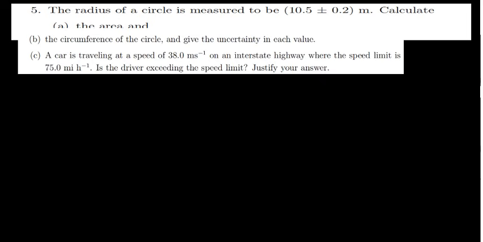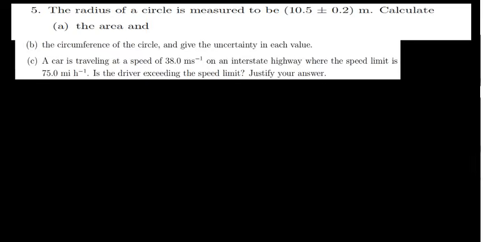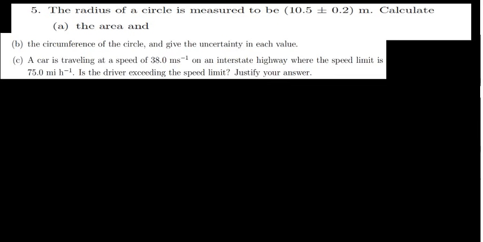Okay. So that is the question. The question is saying the radius of the circle is measured. We have that radius. Calculate the area. So uncertainty. I didn't mention this anyway. It's a simple thing. We have 10.5 plus or minus. Do you know what this error is?